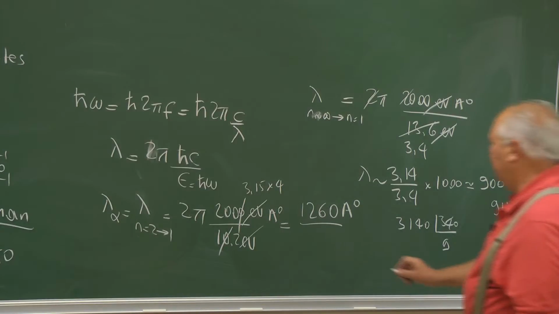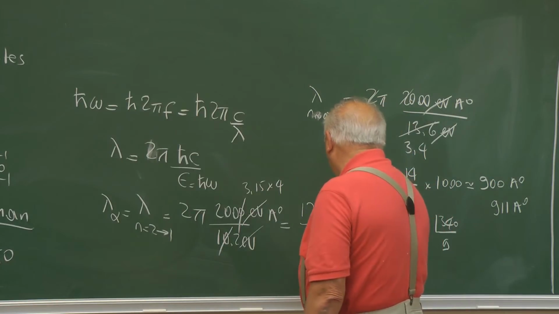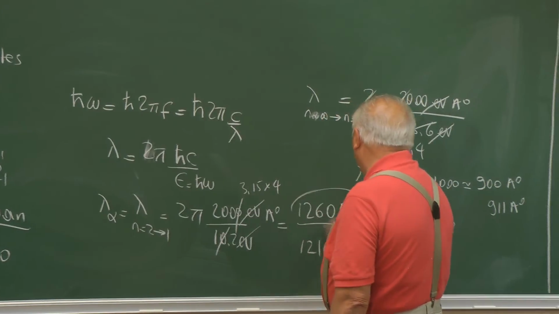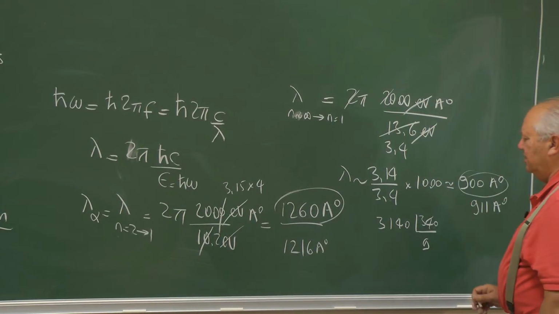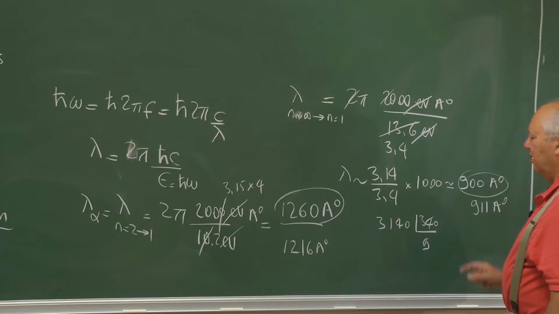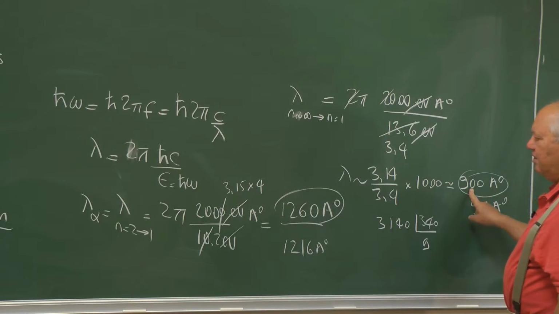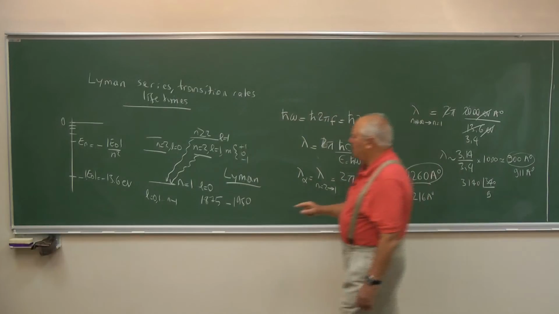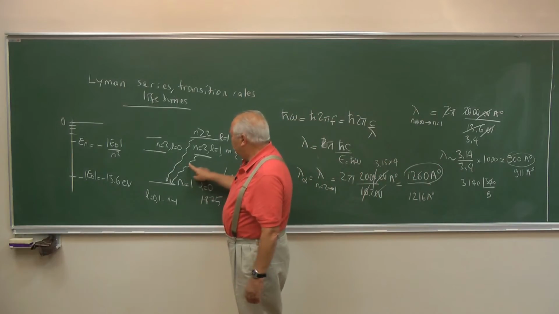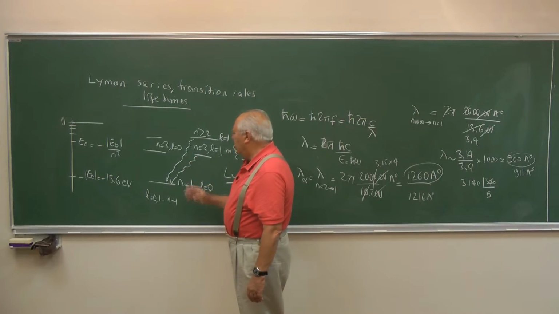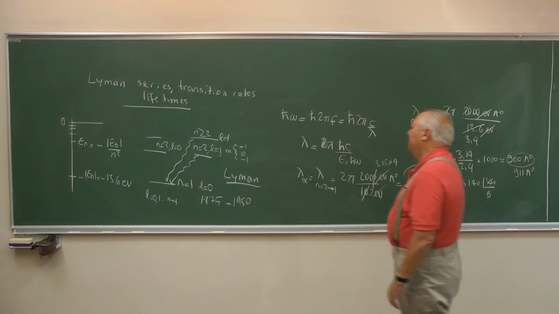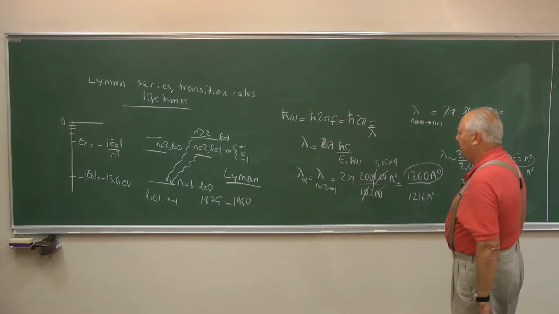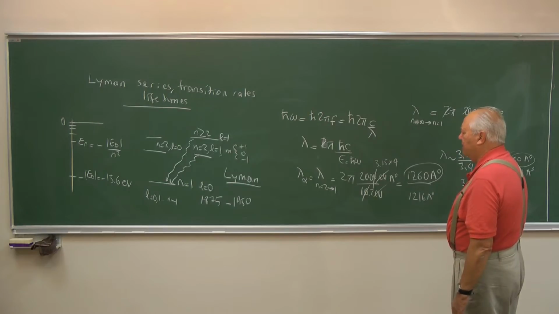The exact one is, I believe, it doesn't matter. The important thing is that these numbers are all in the ultraviolet. So all the transitions of the Lyman series, from the least energetic one to the most energetic one, are all in the ultraviolet. They are not in the optical region; they are more energetic photons, and they are in the ultraviolet.